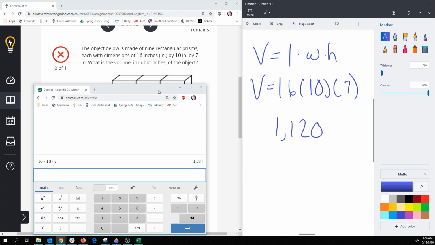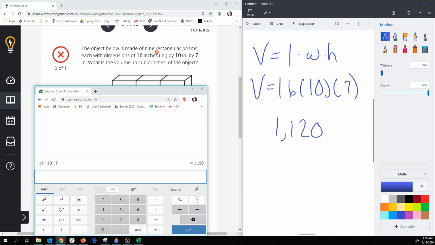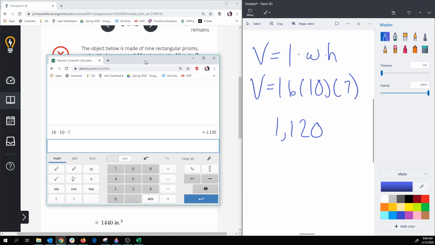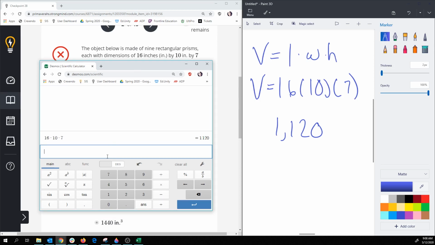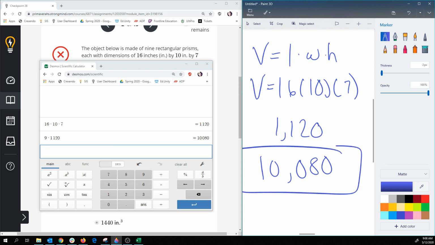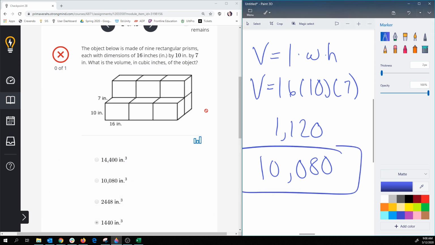If we look here, it tells us that there are 9 rectangular prisms that all are going to have the same exact volume. So all I would need to do is multiply 9 times 1,120, and that gives me 10,080. So the volume for all of these boxes together would be 10,080 inches cubed. And to get that, we multiplied this by 9 because there are 9 of those rectangular prisms.